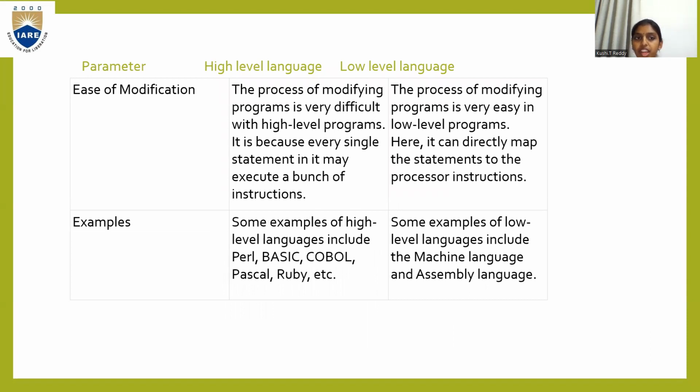Coming to the ease of modification, the process of modifying programs is very difficult with high-level languages because every single statement in it may execute a bunch of instructions. The process of modifying programs is very easy in low-level languages, where statements can be directly mapped to the processor instructions. Some examples of high-level languages are Basic, COBOL, Pascal, Ruby, etc., and some examples of low-level languages include machine language and assembly language.